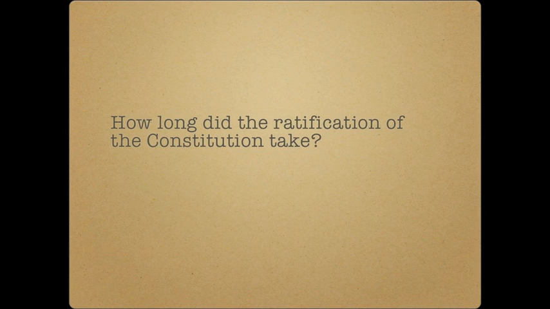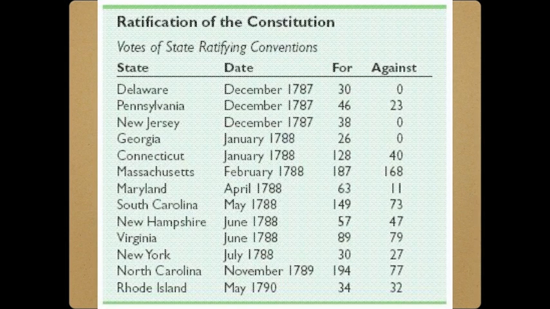How long did the ratification of the Constitution take? 9 states ratified the Constitution by June 21st, 1788, but the new government needed the ratification of the large states of New York and Virginia. Great debates were held in both states, with Virginia ratifying the Constitution June 25th, 1788. New York's ratification was hard fought. Supporters of the Constitution published a series of essays known as the Federalist.